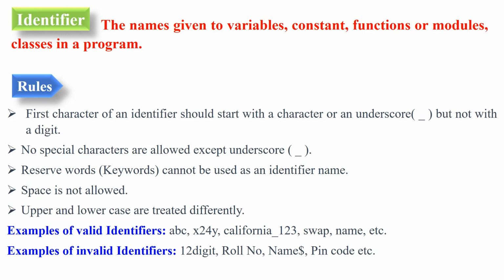Examples of invalid identifiers are 12-digit. Here, the first character of an identifier should be a letter, but it starts with 1, which is a digit. So, it is an invalid identifier. Roll number: here space should not be allowed, so it is an invalid identifier. Name$: no special characters are allowed, so it's invalid. Pin code: here no space is allowed. So it's invalid.